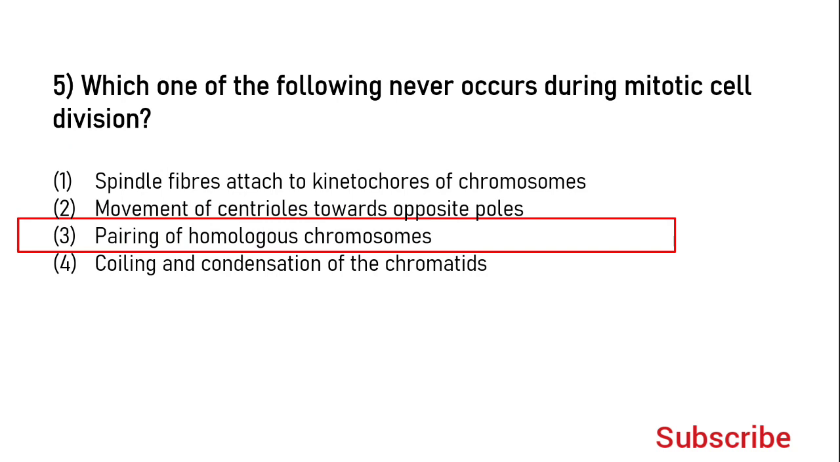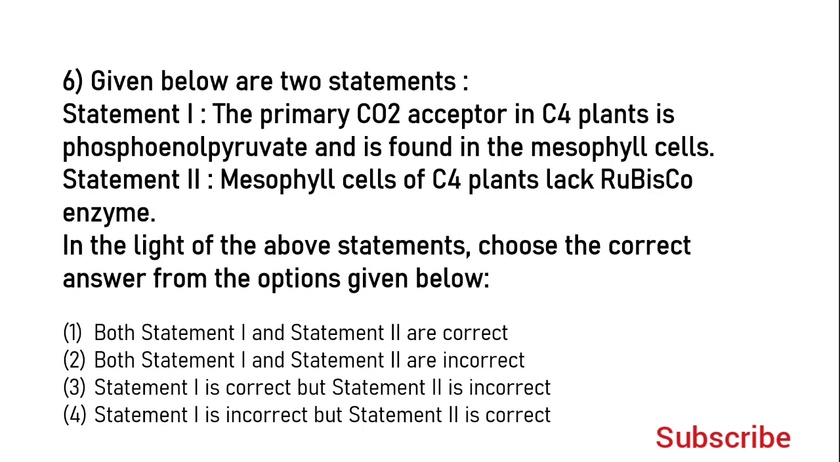See, this pairing of homologous chromosomes occurs during prophase 1 of meiosis. Coiling and condensation of chromatids, spindle fiber attachment to the kinetochores, and movement of centrioles towards opposite poles occur in both mitosis and meiosis. So let's move on to the next question.